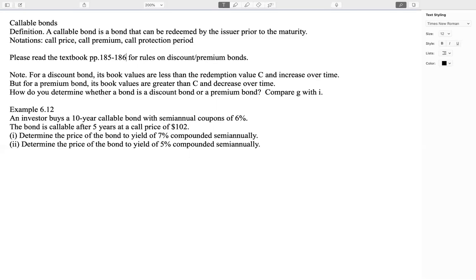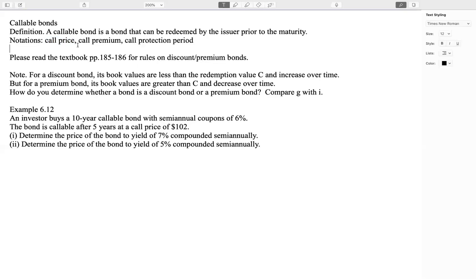But first, let's go over some terminology. So a callable bond is a bond that can be redeemed earlier by the issuer. So the issuer has the right to decide whether they want to terminate this business earlier or not, right? Of course, in order to redeem it earlier, the issuer needs to pay the bondholder a certain amount of money. That money is called the call price, okay?